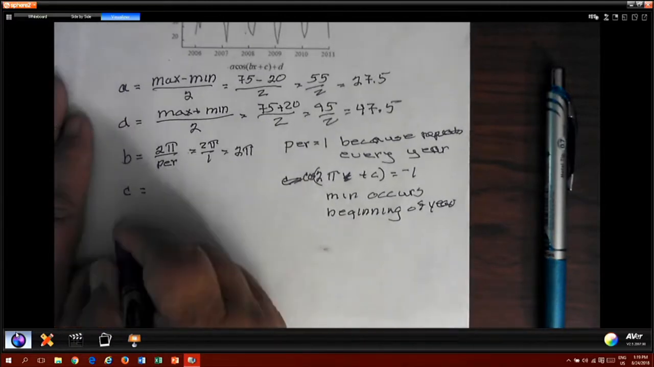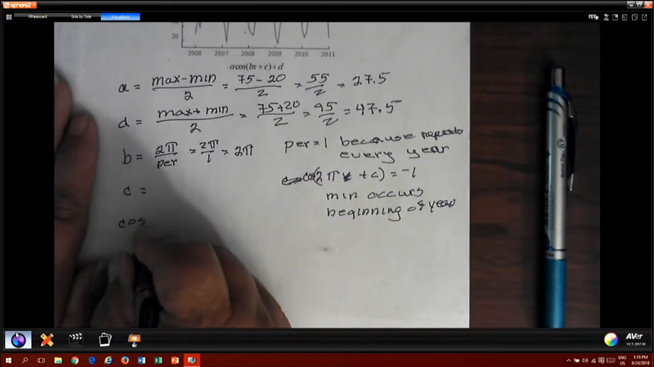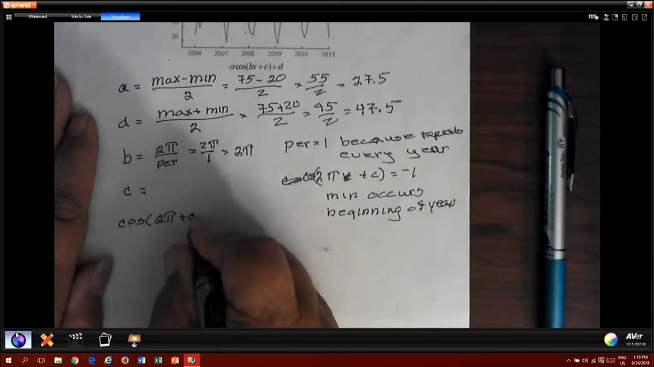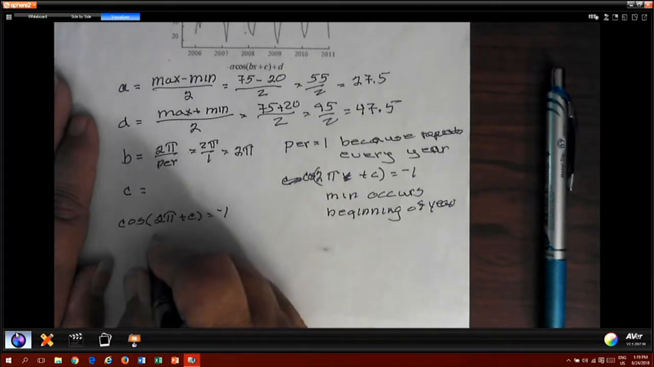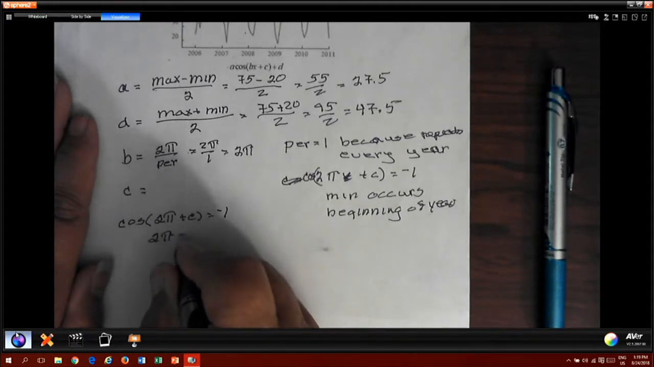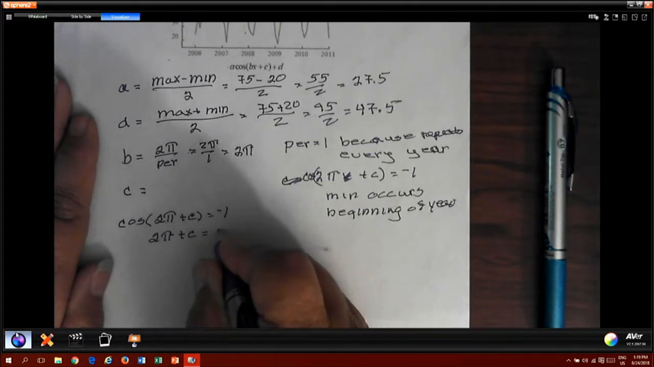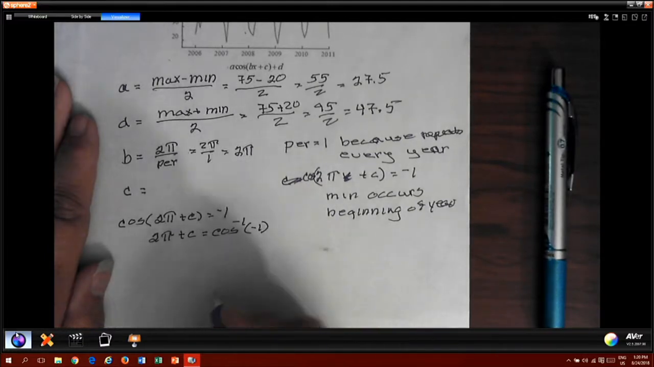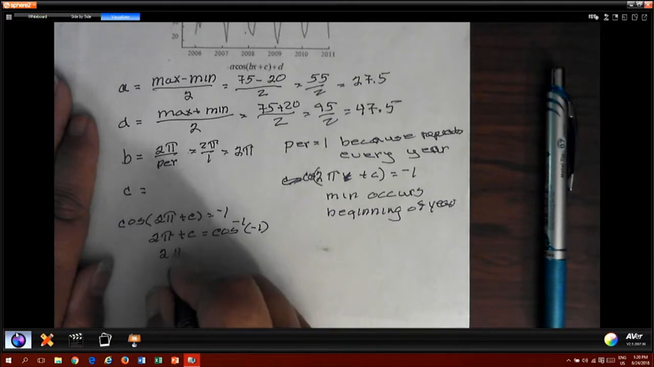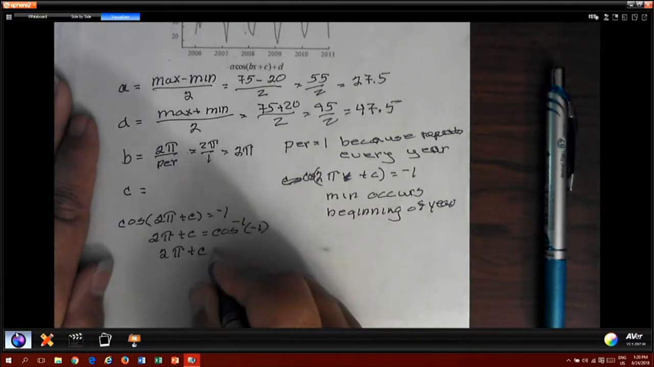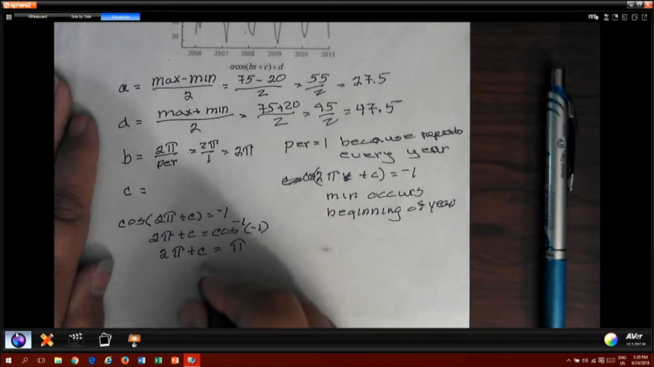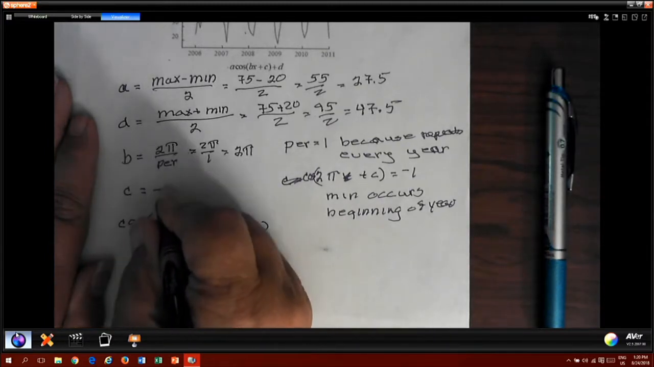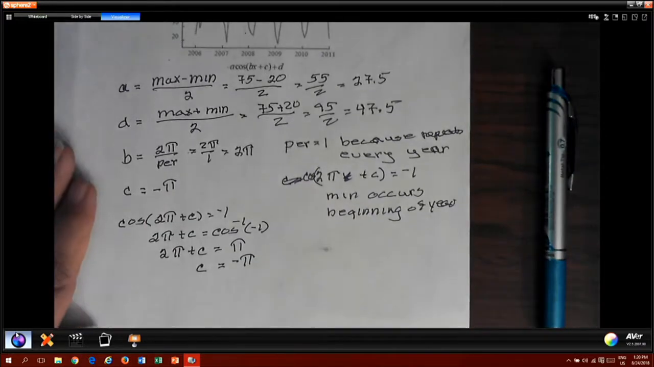So if we solve this, cosine of 2 pi plus C equals negative 1. So 2 pi plus C equals cosine inverse of negative 1. So 2 pi plus C equals pi, and C equals negative pi, because we subtract 2 pi from both sides.